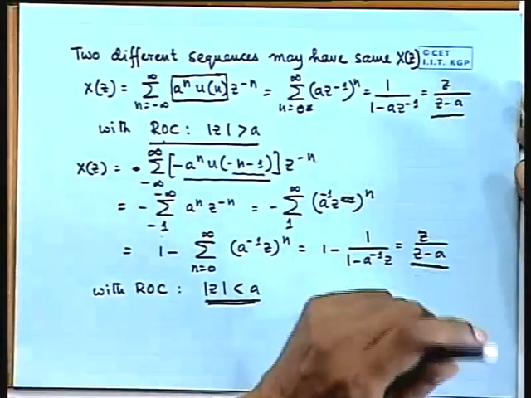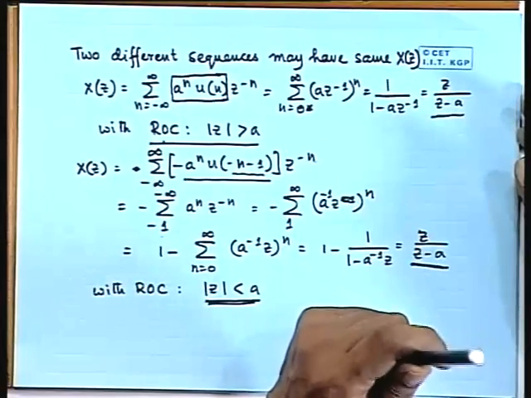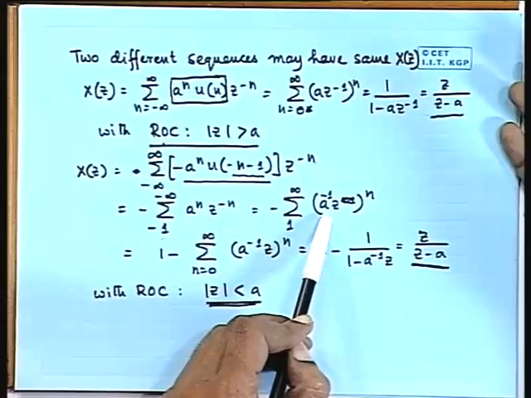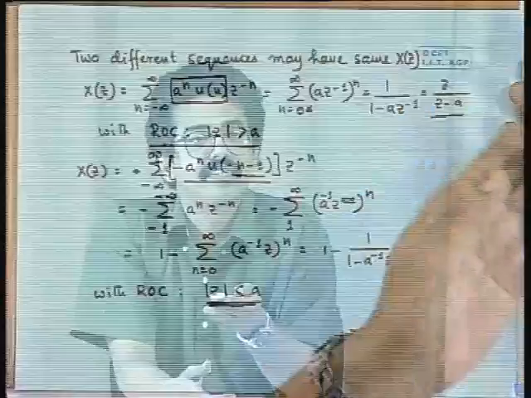So how do we assess the region of convergence for a particular z transform? You have to use different properties. For example, in this case we are trying to take the sequence and cast it in a particular form, and then use our result that 1 plus x plus x squared up to infinity sums to 1 by 1 minus x, provided mod x is less than 1. We are using that property.